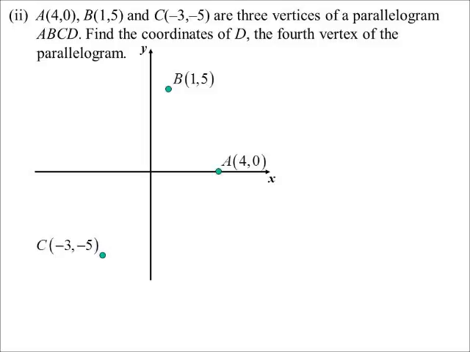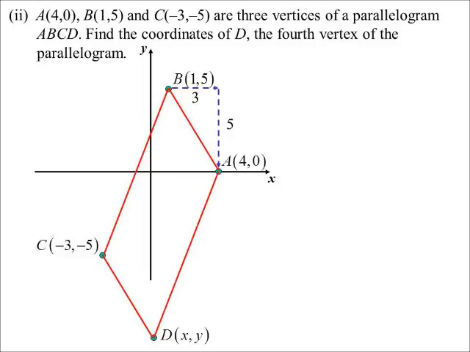So we plot A, B, C. Now, where do we place D to get a parallelogram? The naming of the parallelogram is important. So A, B, C, D. Where does D go? There's AB, there's BC. D's got to end up down here. So it goes A, B, C, D.